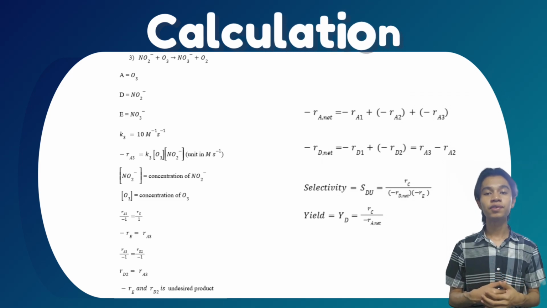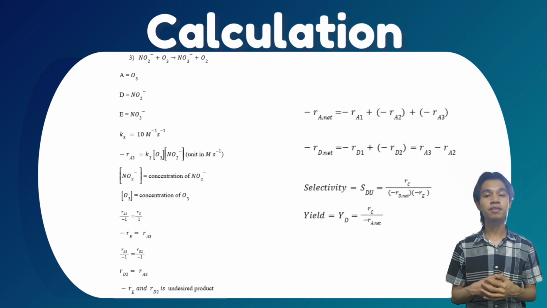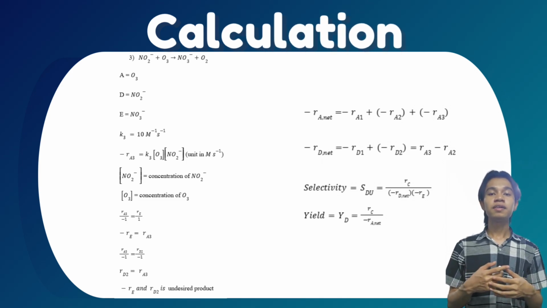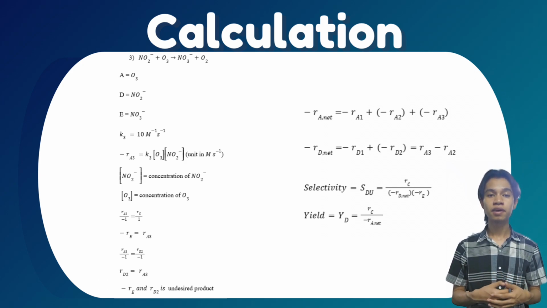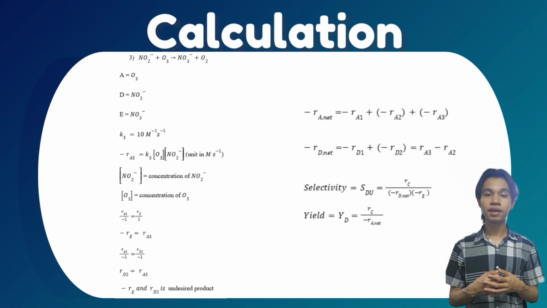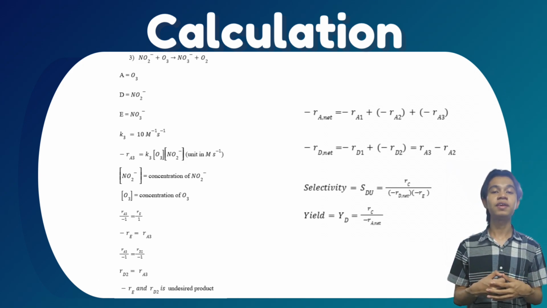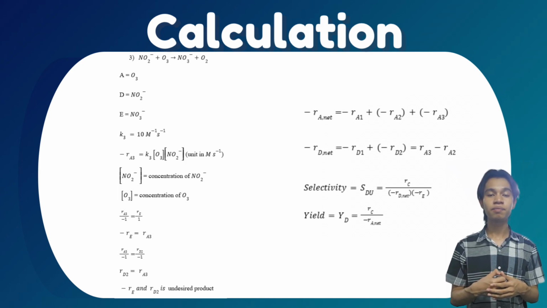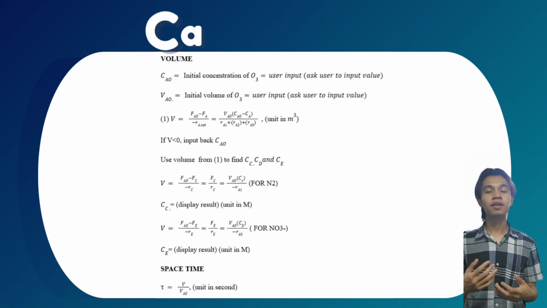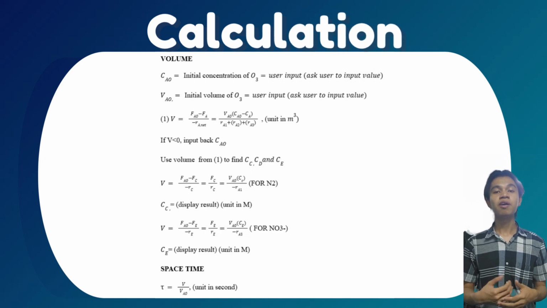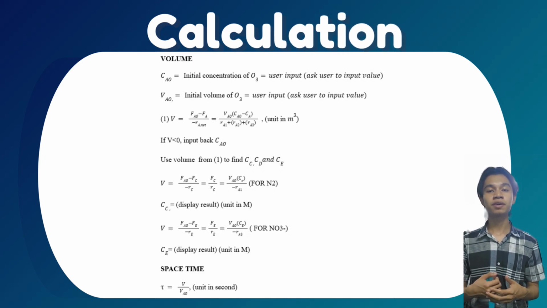Next, the calculation for the third reaction, yield and selectivity. The third reaction is where ozone reacts with nitrite ions to form nitrate ions and oxygen. The rate law is defined with a rate constant K equal to 10. Then we calculate the selectivity using the given formula. It is the ratio of desired to undesired product rate, while yield is the fraction of the desired product rate to the total rate. Last but not least, for the calculation part, we look at the volume and space-time calculation.